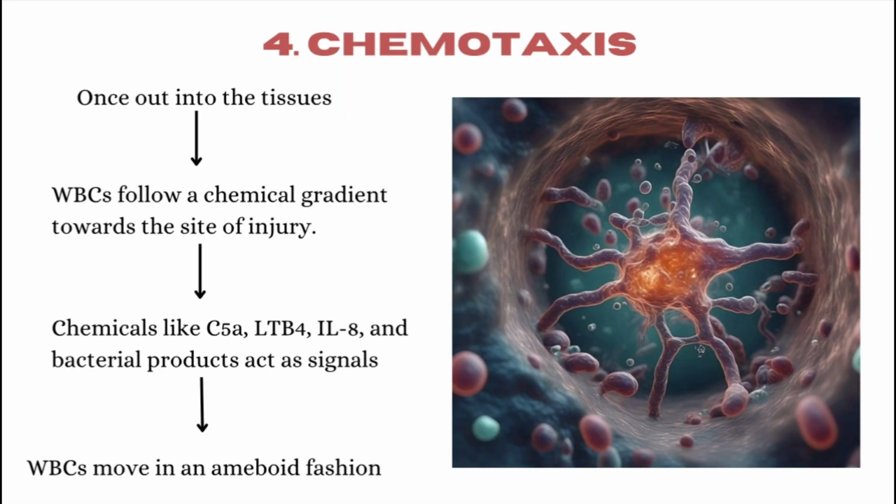Moving on to the next step, that is chemotaxis. We know that WBCs have squeezed their way through the endothelial cells, and finally they are into their battlefield, that is the tissues. Certain chemotactic factors are released by the bacteria like C5a, LTB4, interleukin 8 and other bacterial products that act as signals for the WBCs. And the WBCs eventually follow this chemical gradient like a GPS and move towards the site of injury.